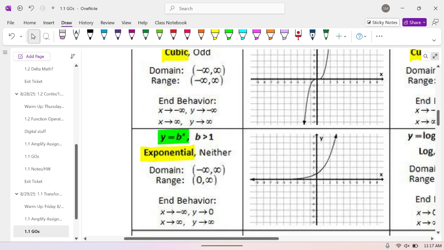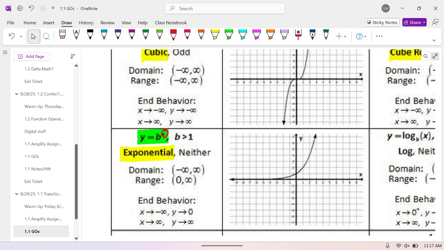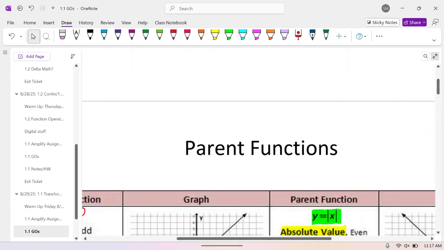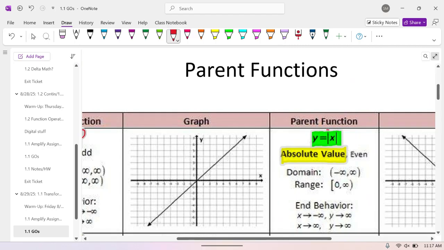An exponential, x is just in the exponent. If x is in the exponent, it's automatically exponential. Absolute value, obviously the absolute value symbols. Those 2 straight lines. If you see those 2 straight lines, it's absolute value.